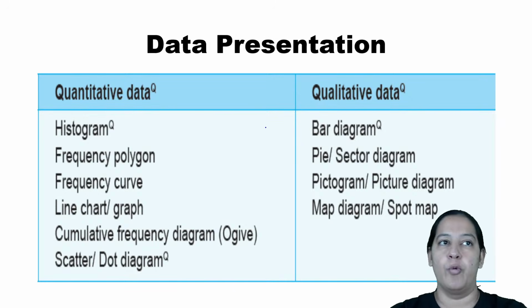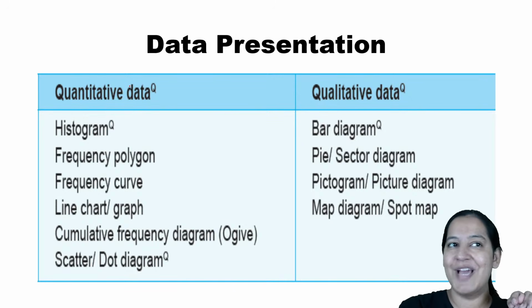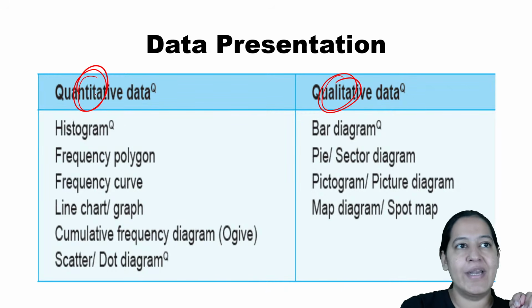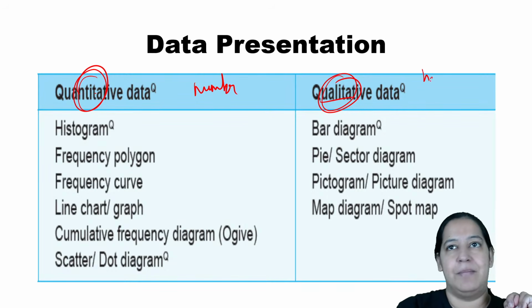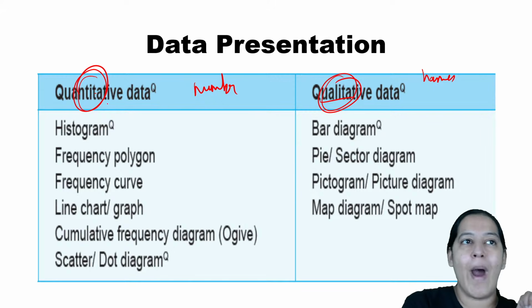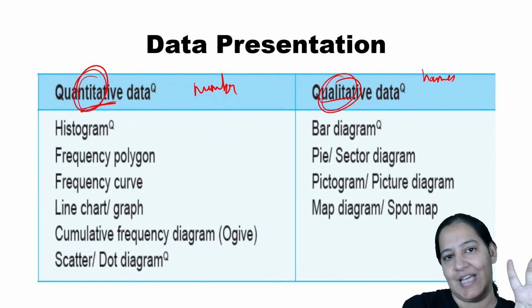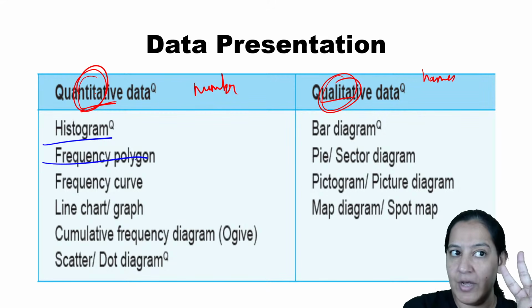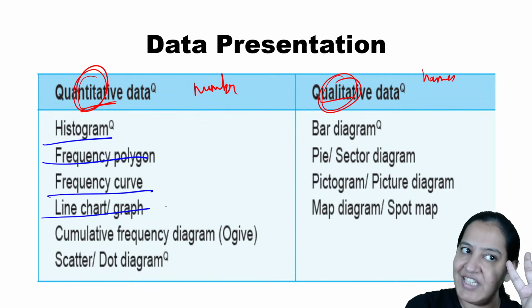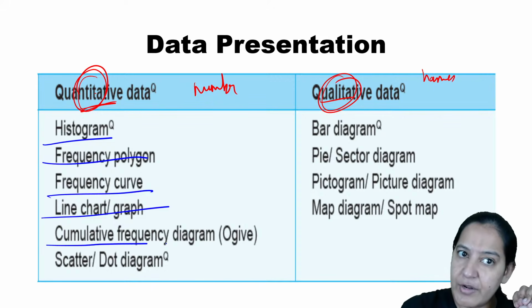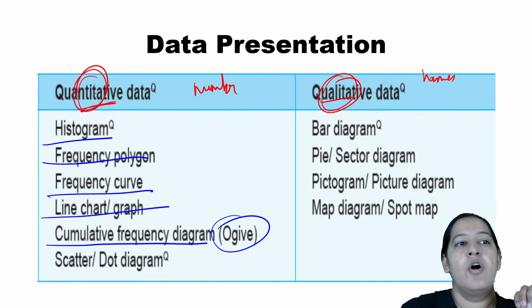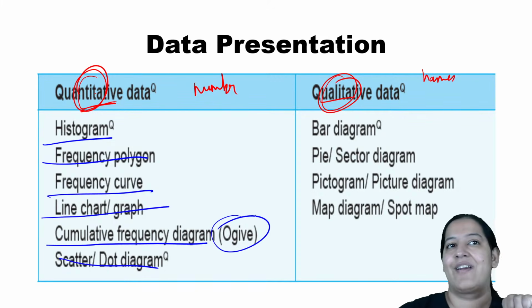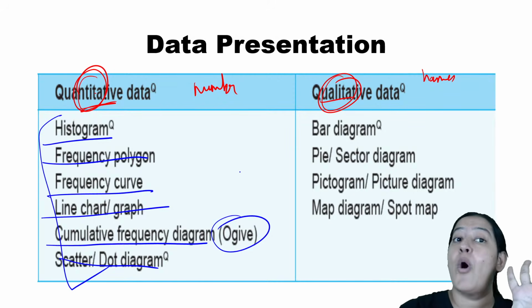As we already know, we have two types of data: quantitative data and qualitative data. Quantitative data means numbers. And qualitative data means names. Only names, no numbers. So for quantitative data we have 6 things. What are those 6 things? We have histogram, frequency polygon, frequency curve, line diagram, cumulative frequency diagram that is known as ogive, or scatter diagram, also known as dot diagram. These we use to represent numbers, quantitative data.